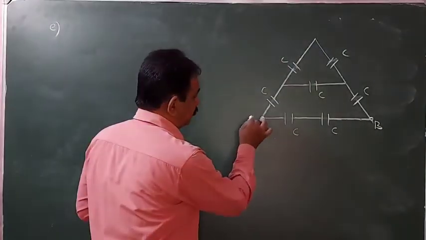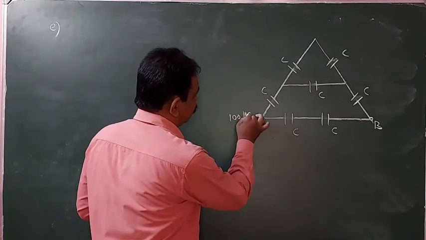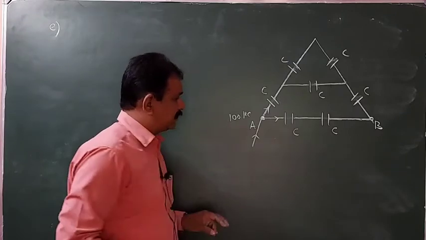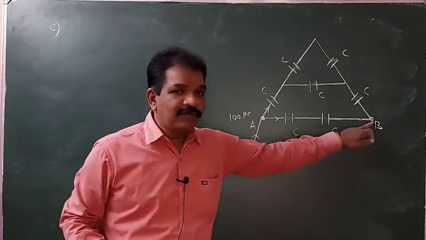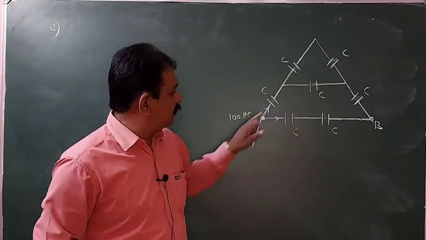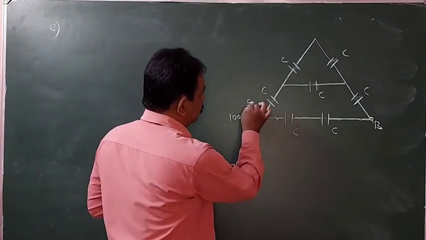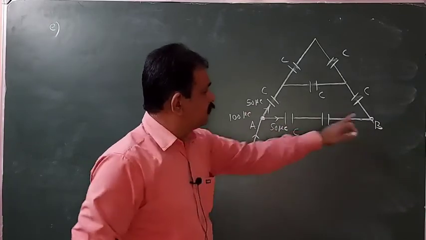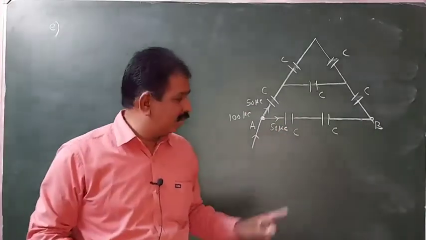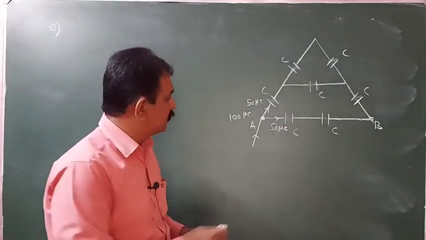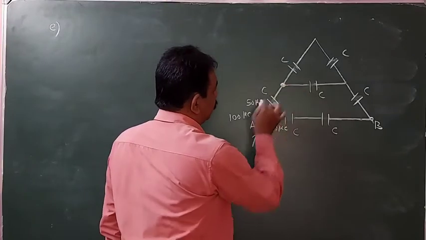100 started from here, which means it is coming like this. 50 will travel through this, and 50 will travel through this. This is how much? 50. This is how much? 50. In this, the same charge is flowing, right? These two will be in series.